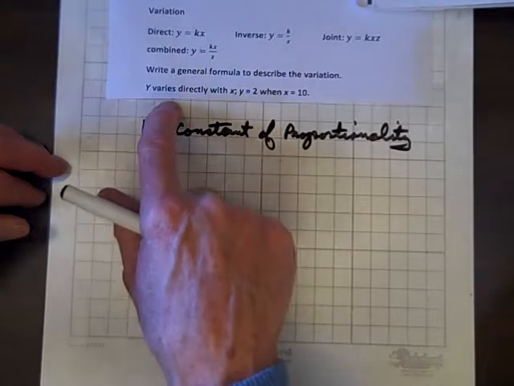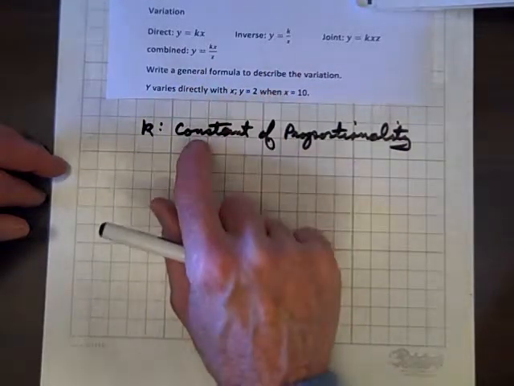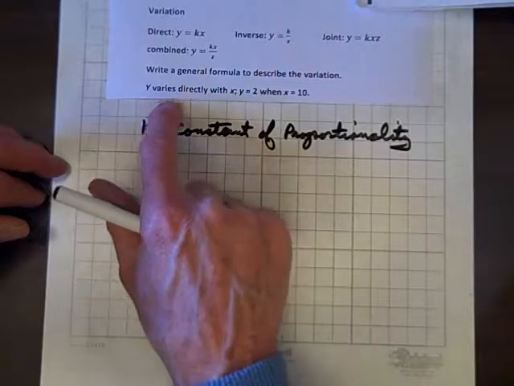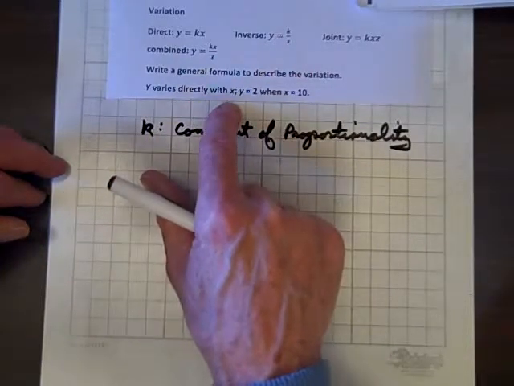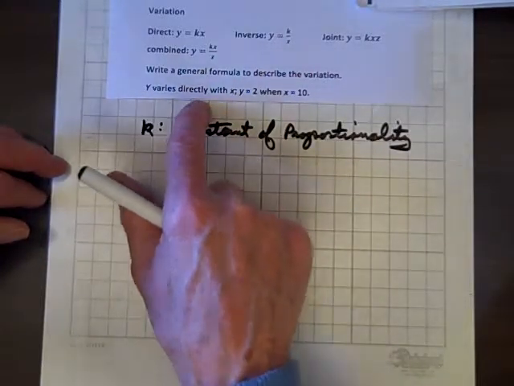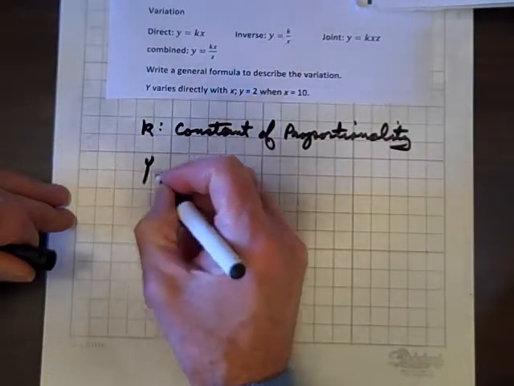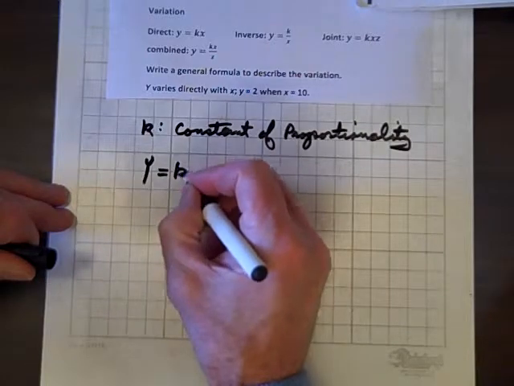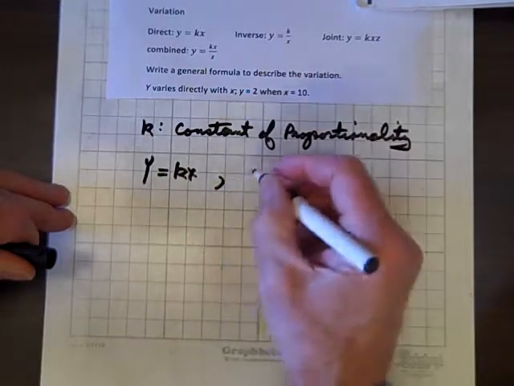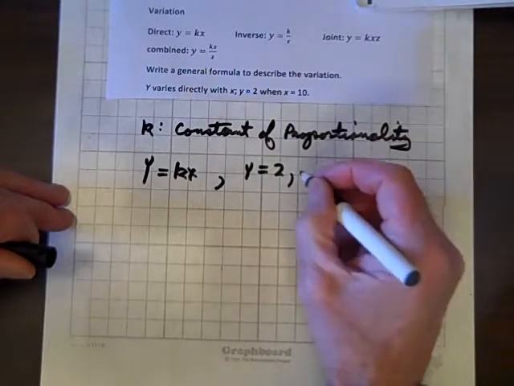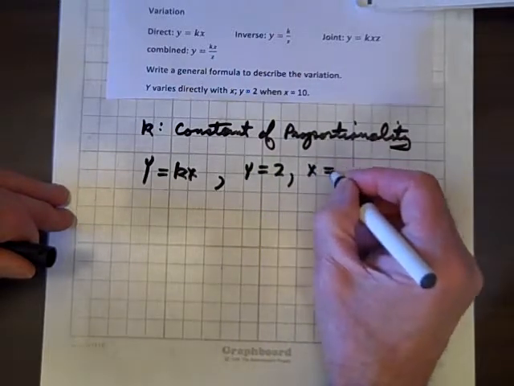So here's our first problem. We have to write the general formula to describe the variation: y varies directly with x. So varies directly, we're talking direct variation. So it's going to have the form y equals kx. Next, they've given us a value for y and a value for x.